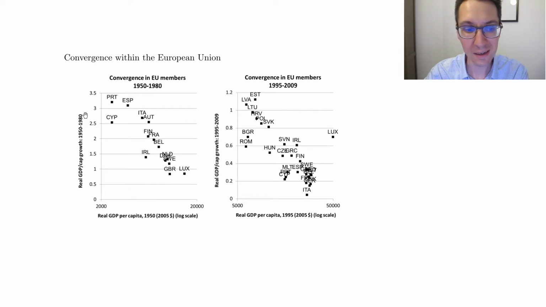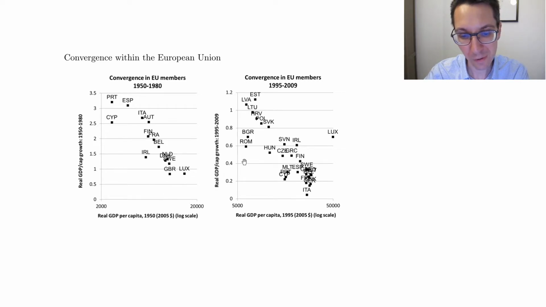And again, it really looks like the theory works because the joiners that were poorer back when they joined, like Portugal, Spain, and Cyprus, really got a really great boost by joining the union, whereas those that were already quite rich, like Luxembourg, Great Britain, Sweden, basically grew at a slower pace.